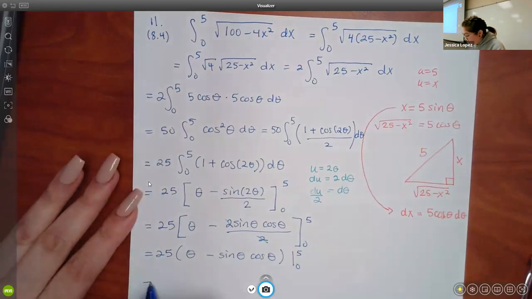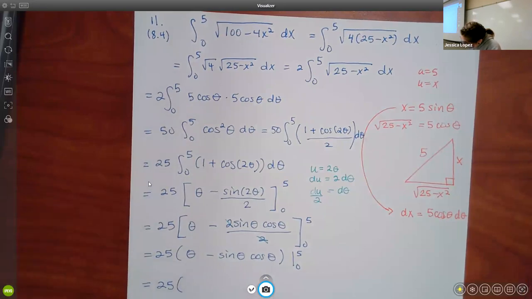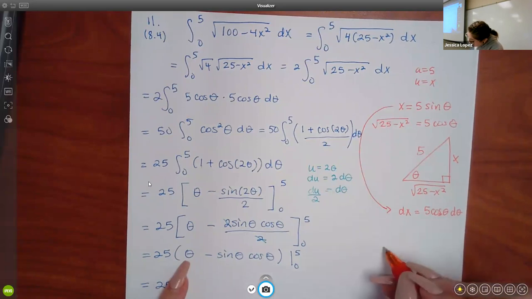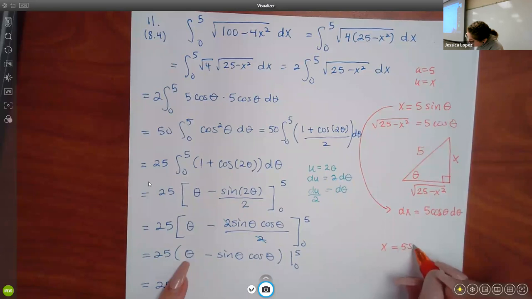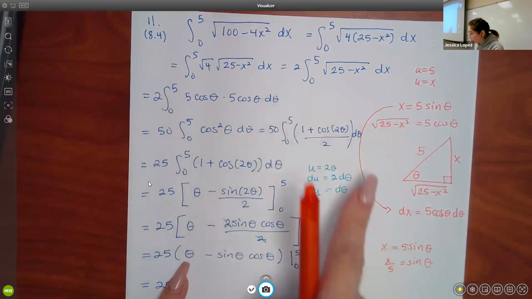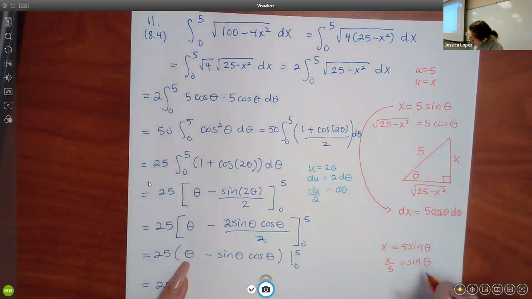And so when we go back to plug in for x, I forgot to write theta. Theta is going to come from some manipulations because we have to get rid of the trig functions. So you can take this relationship and basically solve for theta. So you get x over 5. I could have done it with that equation too, but I would rather not have a radical. So that's why I took this other one. It's easier. And then if you want the sine to go over here, it becomes sine inverse.